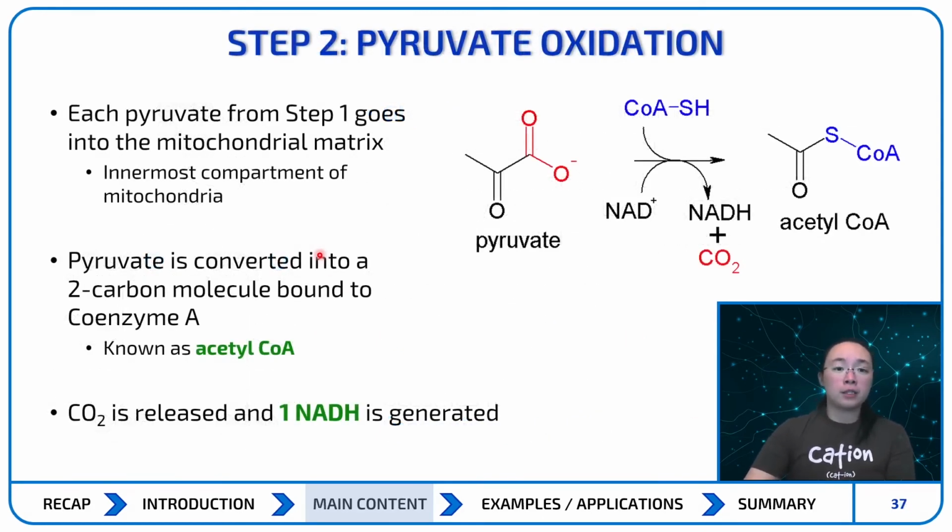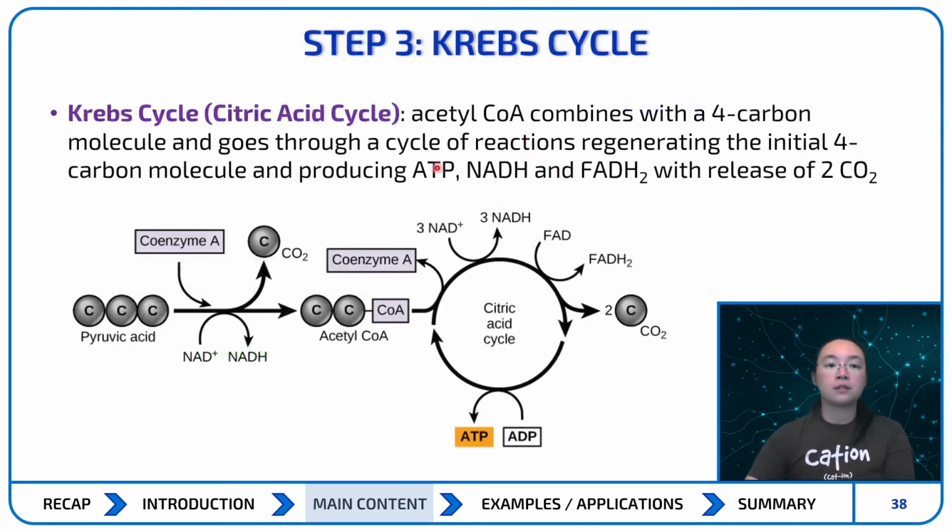With pyruvate oxidation, step 2, each pyruvate from step 1 goes into the mitochondrial matrix. It's the innermost compartment of the mitochondria. You also have this equation here. You have pyruvate being converted into a 2-carbon molecule bound to coenzyme A, known as acetyl-CoA. The carbon dioxide is then released and 1 NADH is generated. And this step is usually looped in with step 3, Krebs cycle. So I'm just going to go to the next slide to give you an overview of that.